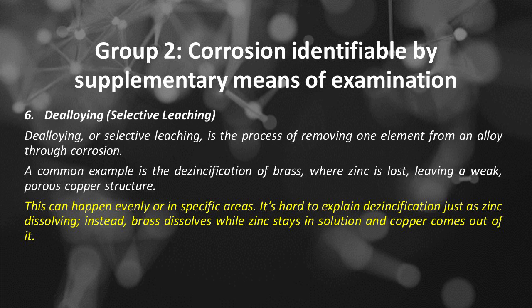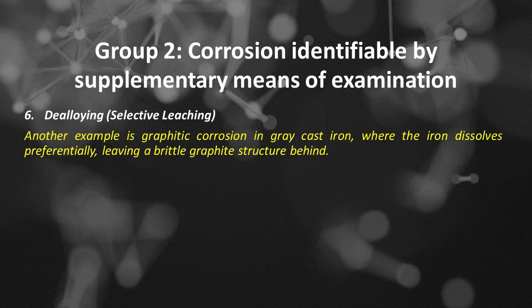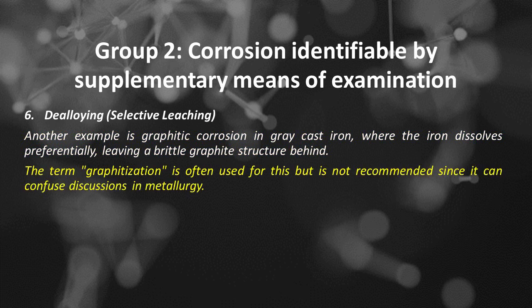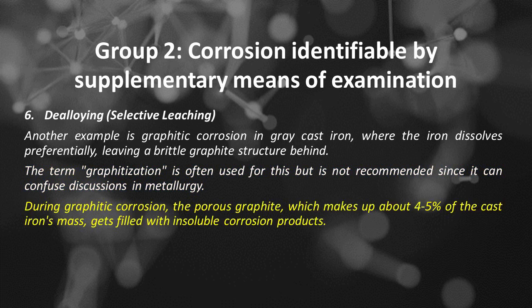Another example is graphitic corrosion in gray cast iron, where the iron dissolves preferentially, leaving a brittle graphite structure behind. The term graphitization is often used for this but is not recommended since it can confuse discussions in metallurgy. During graphitic corrosion, the porous graphite, which makes up about 4 to 5% of the cast iron's mass, gets filled with insoluble corrosion products.